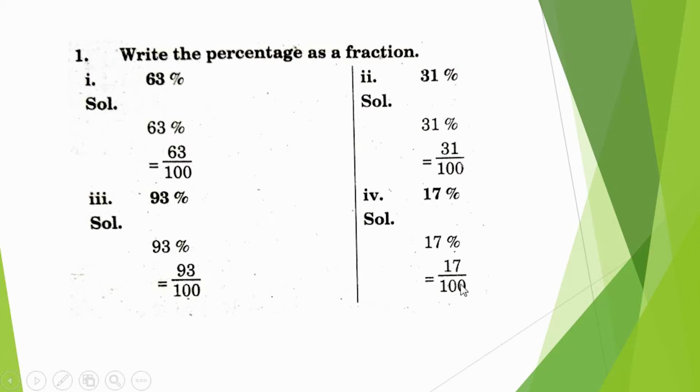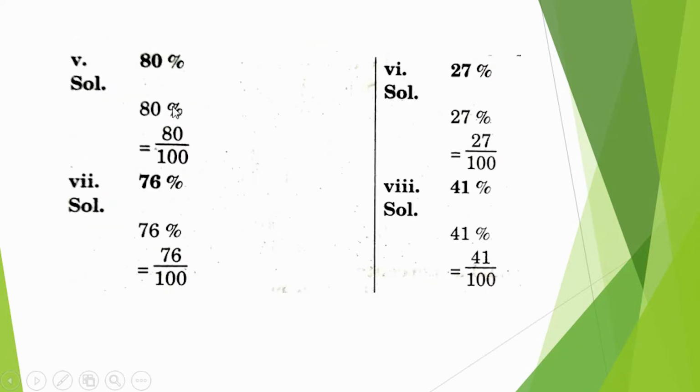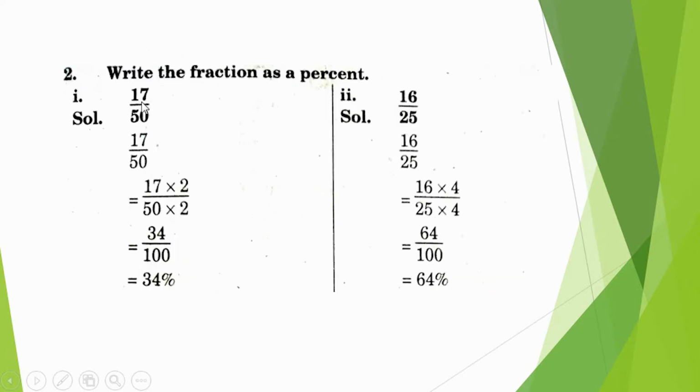17%. We remove percent and divide by 100. 18%. We will remove percent and write the value over 100. 76%. Remove this percentage and write 100 as the denominator. 27%. We will remove this percent sign and write 100 as the divider. 40%. We will remove this percent and write 100 as the denominator.